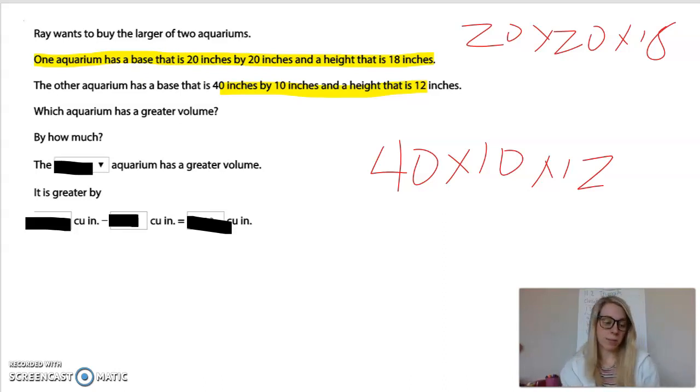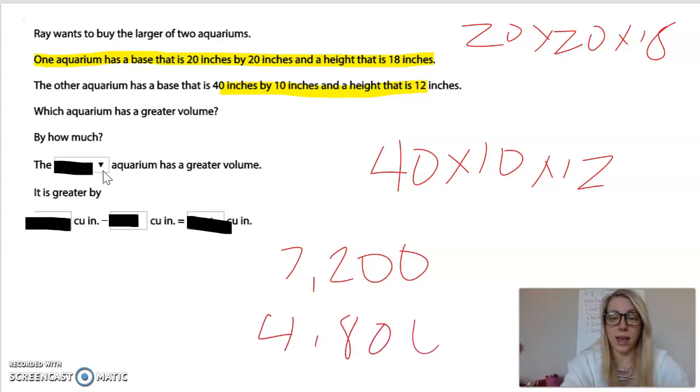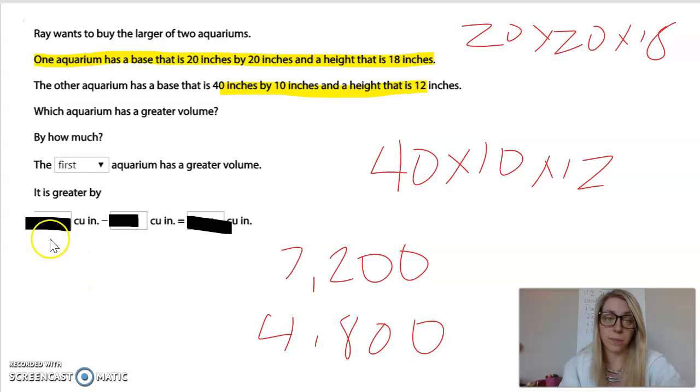And for sake of time, I'm just going to do this quick on my phone because I only have 15 minutes. So 20 times 20 times 18. So my first aquarium is 7,200 cubic units. My second aquarium is 4,800 cubic units. So now they ask you to fill in the answers. So the first or second aquarium has the greater volume. So we know that the first aquarium has the greater volume.